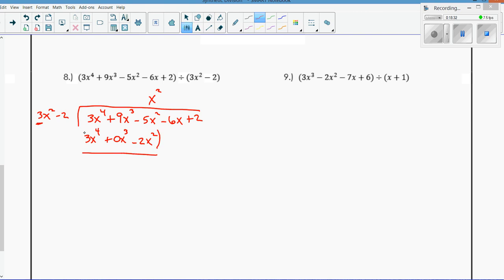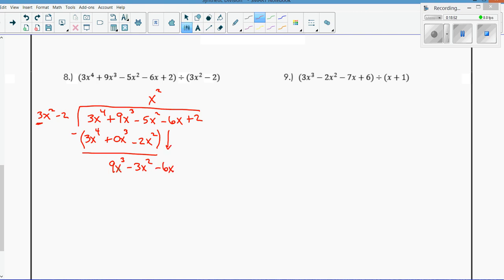Okay, I'm going to take all of this and subtract. First terms cancel, good. 9 minus 0 is just 9x to the 3rd. The negative makes the 2 a positive. So negative 5 and positive 2 makes negative 3x squared. Bring down my minus 6x.